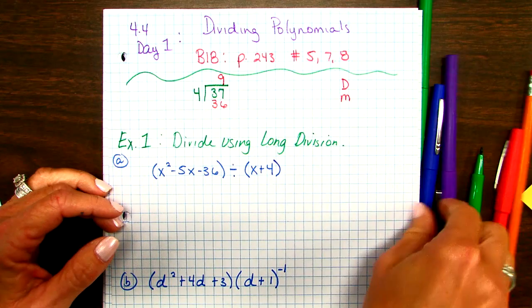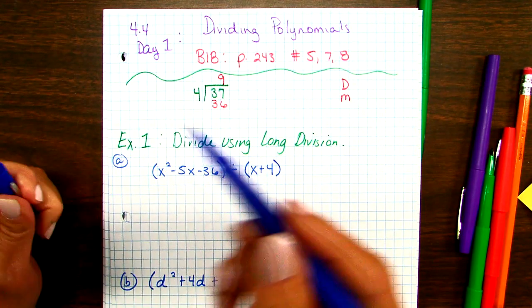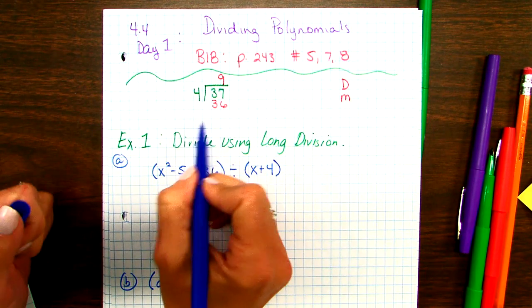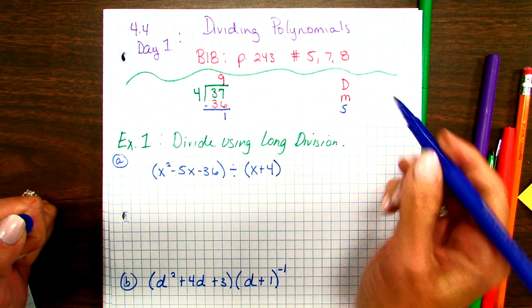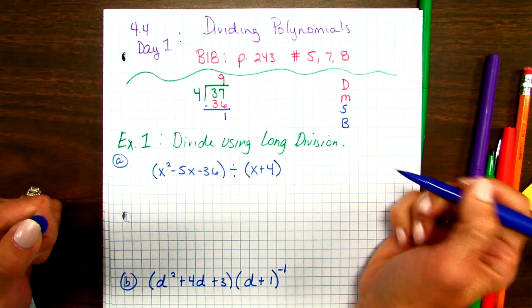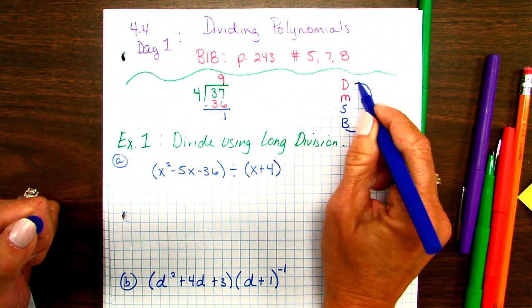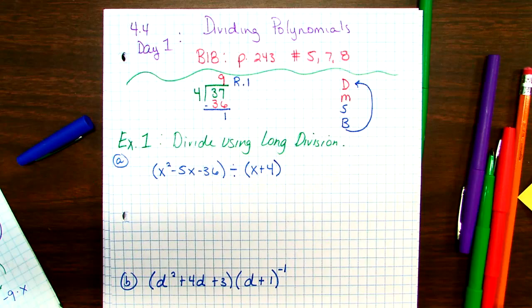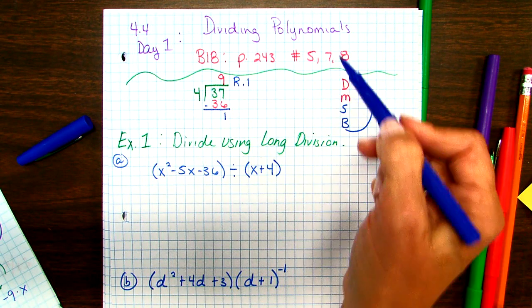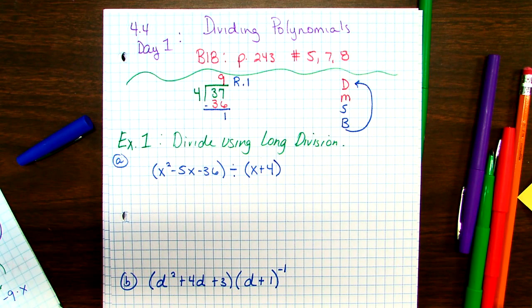You guys remember the next step? You haven't had to do it in a long time, so it's okay if you don't remember. What do we do next? Subtract, right? And then the last step is to bring down if there's anything to bring down, and then you start over again. But if there's nothing left to bring down and there's a number left there, that's just your remainder. Remember? So we're doing the same exact steps, just with polynomials.